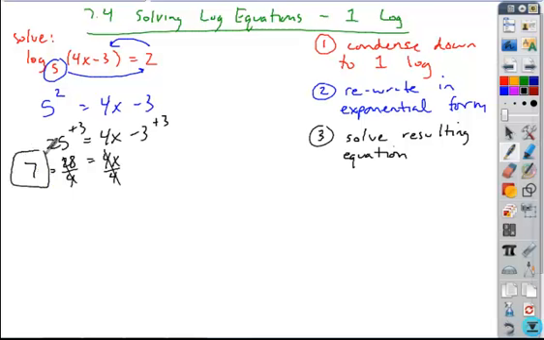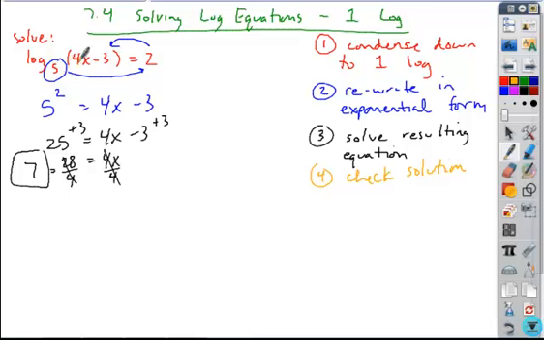Now, your final step, like most of these, is to check your solutions. The main thing that you want to check for is to make sure that you don't have any non-positive values inside your log. So this whole expression can never be a 0 or a negative, and then the base of your log can never be a 0 or a negative.